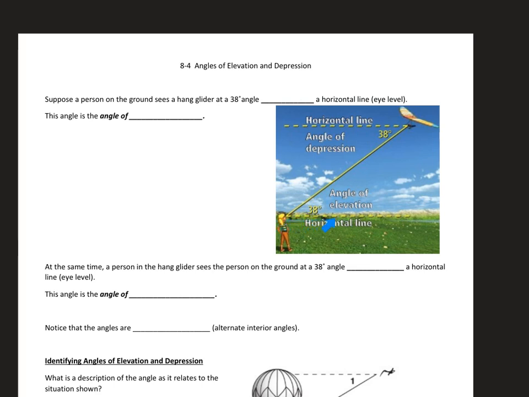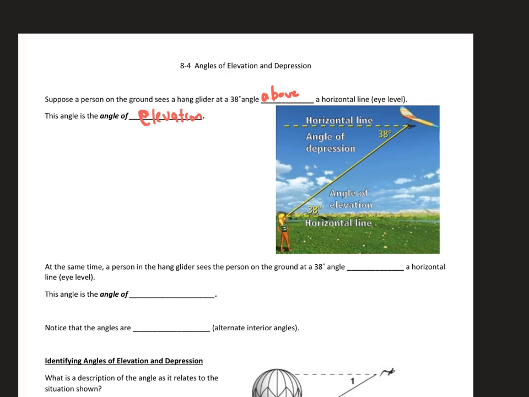So we have this young lady standing on the ground. There's her horizontal line. When she looks up to see the hang glider, she raises her head 38 degrees, and now she sees the hang glider. So that would be an angle of elevation. Above a horizontal line, this is the angle of elevation, because she had to raise her head above that horizontal line.